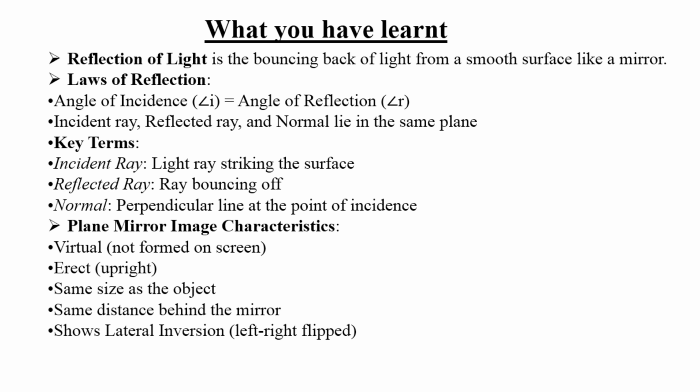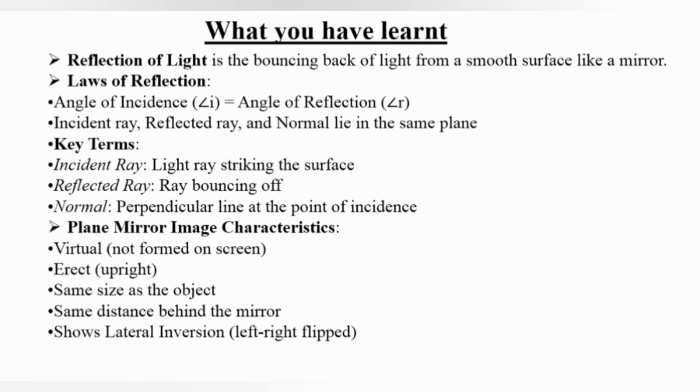The pinhole camera forms inverted images using the principle of straight line travel of light, or the rectilinear propagation of light. Next, the important concept is reflection of light, that is the bouncing back of light from a smooth surface like a mirror. The two laws of reflection: the angle of incidence is equal to the angle of reflection, and the incident ray, reflected ray and the normal lie in the same plane.